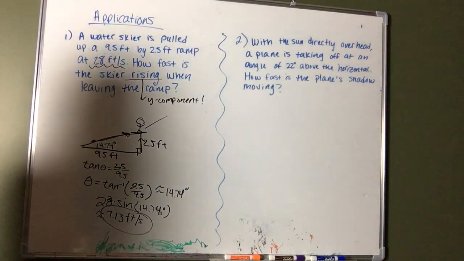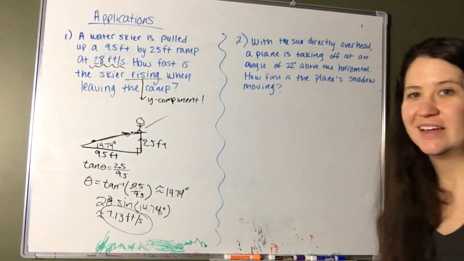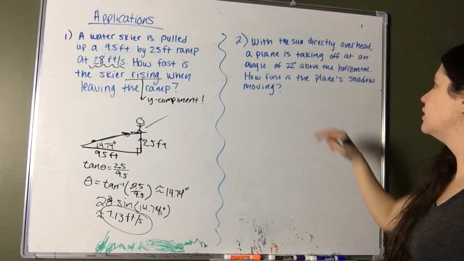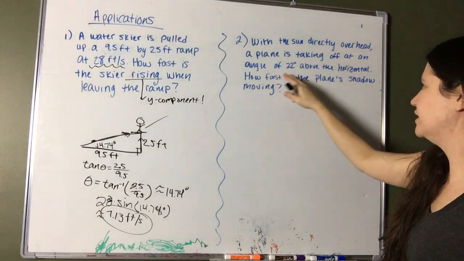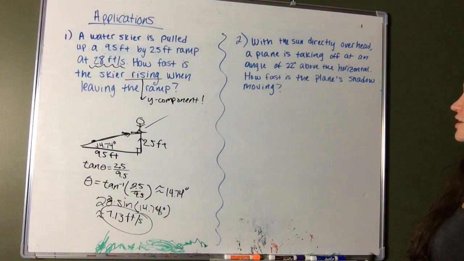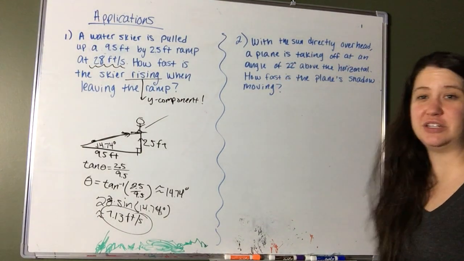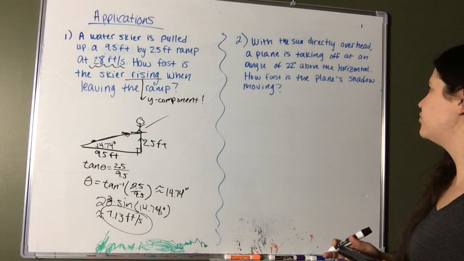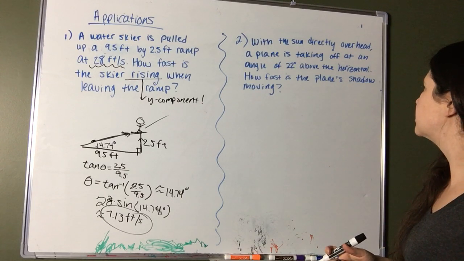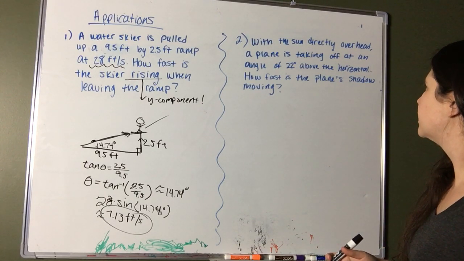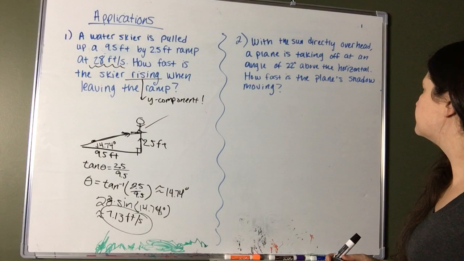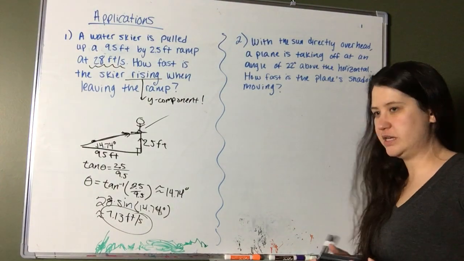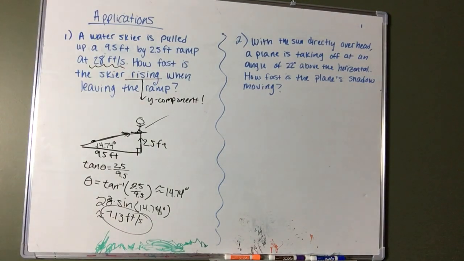All right, and on the next one, it says that with the sun directly overhead, a plane is taking off at an angle of 22 degrees above the horizontal. We want to know how fast is the plane's shadow moving. So the length of our vector that would represent the plane, we would need to know how fast the plane is moving. I must have missed that part.